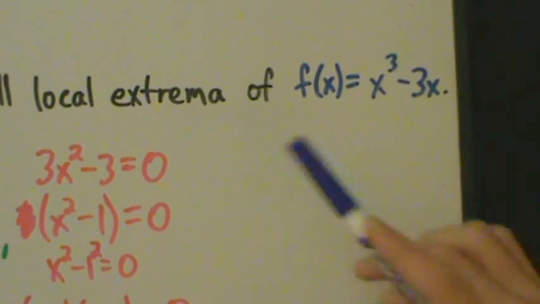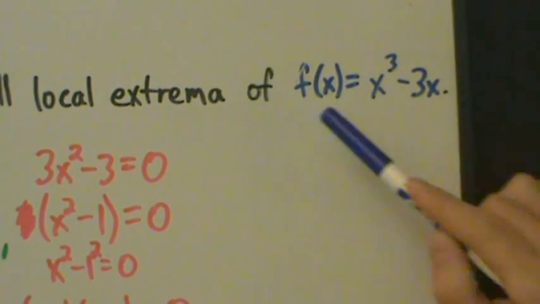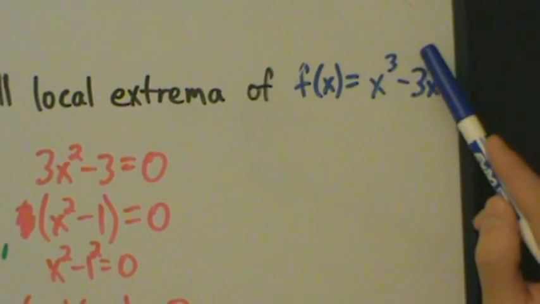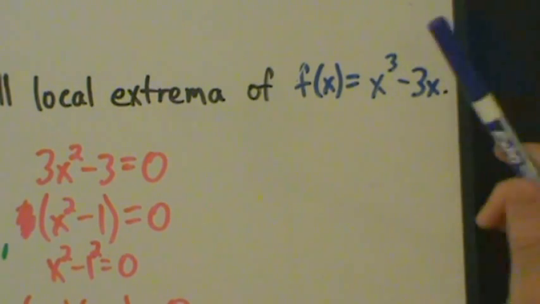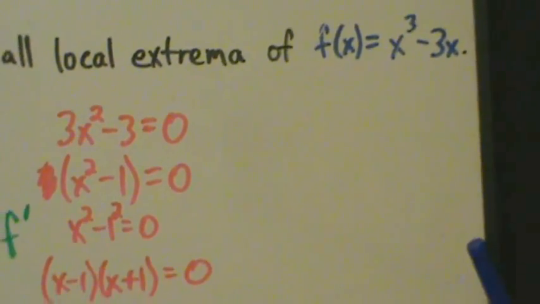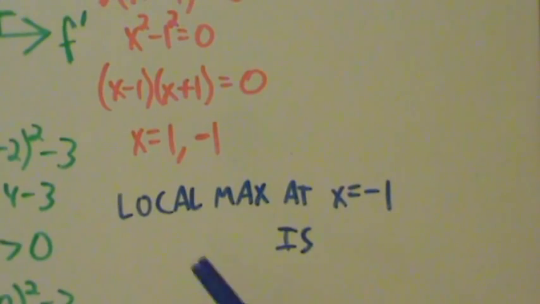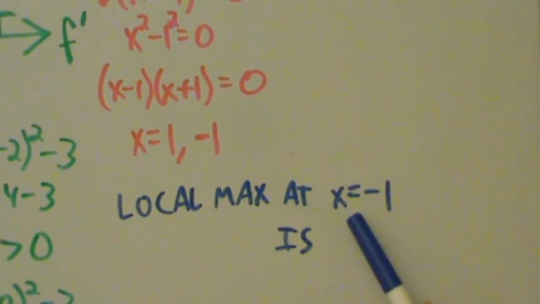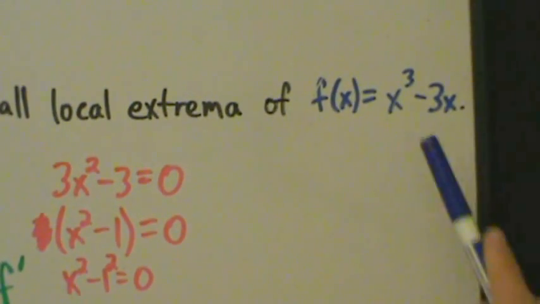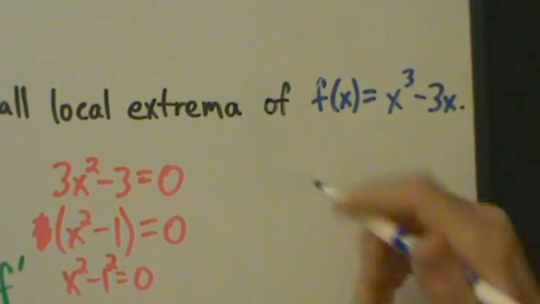We're talking about mins and maxes of this function here. So we want to know what is the min, what is the max, where are the mins, where are the maxes, things like that. We know there is a local max at x equals negative 1. Now we want to know what it is, and to find out, we put negative 1 back into here. So let's do that.